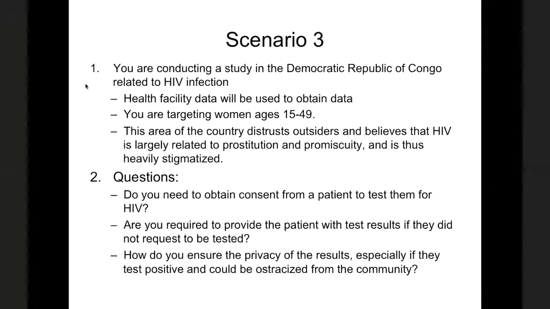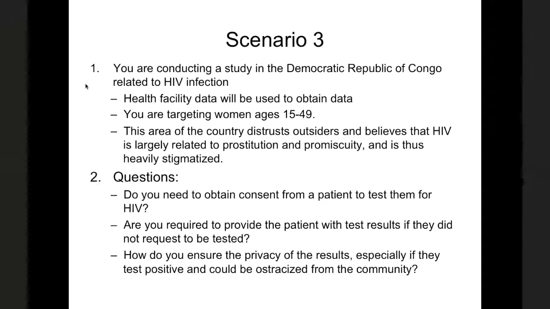Only if they can be treated. What if they don't? Or if they would get stoned. Yeah. What if they're going to get ostracized from the community? Well, you can tell them anonymously and then let them decide who of their family or community to tell. It seems like if we didn't obtain consent from them first, maybe that's not a good idea. You don't want to out anyone who is gay and doesn't want anyone to know. No, especially not in DRC.